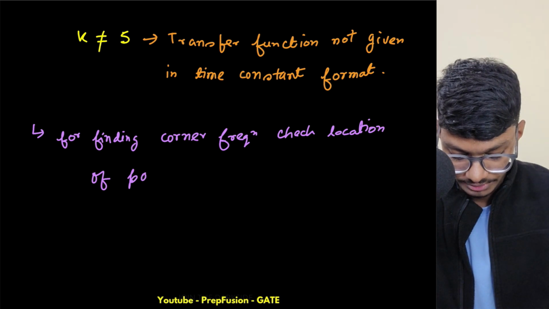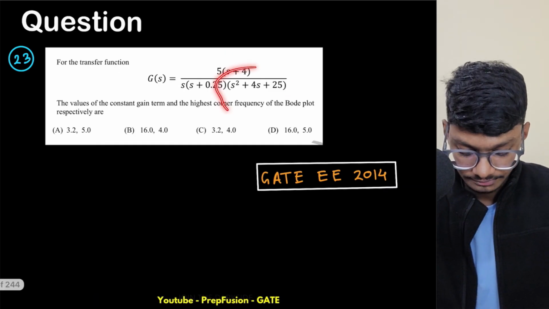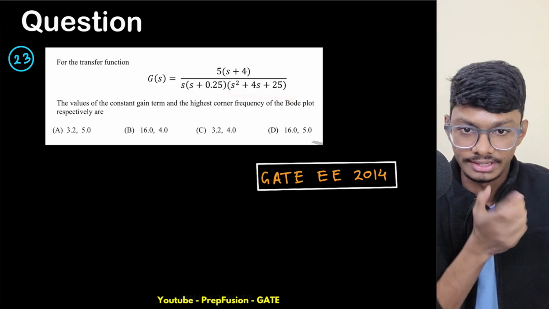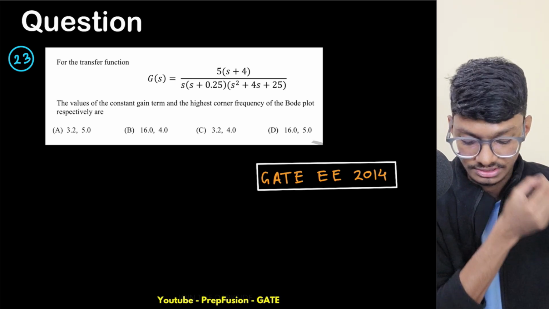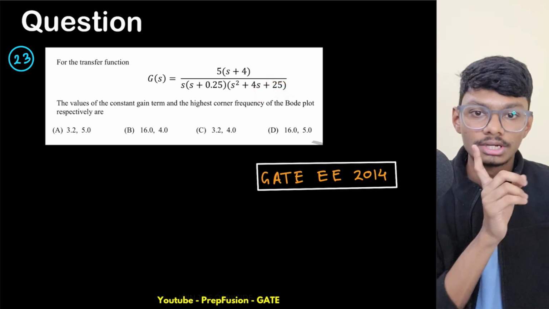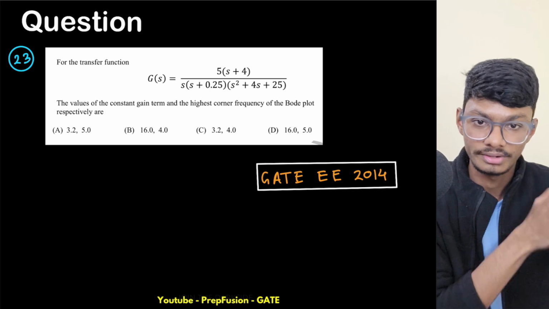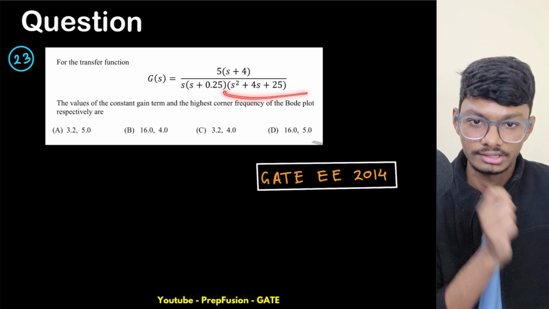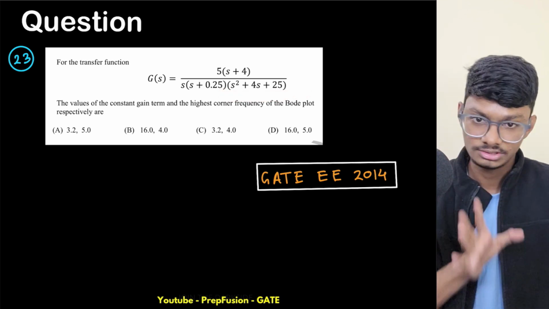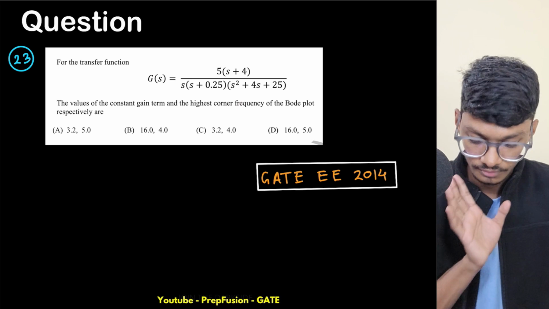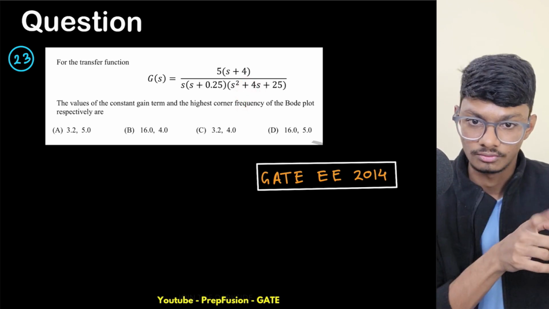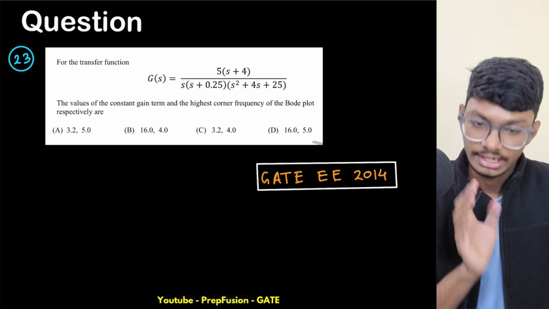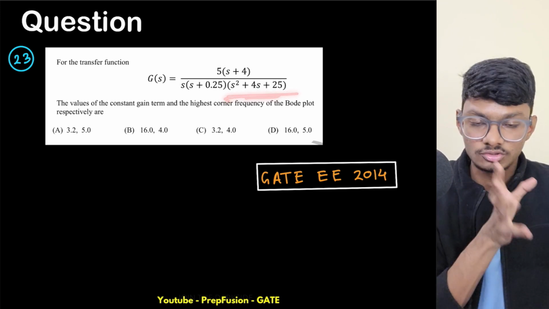Now, whenever this type of format is given, like s square plus a s plus some constant number, you always check whether the roots are complex conjugate or not. How do you check that? Basically you check the discriminant of this quadratic equation. Just by seeing this you can do it; you don't need to write anything. b square minus 4ac should be greater than 0 for it to have real and distinct roots. It can have equal roots also if b square minus 4ac equals 0.